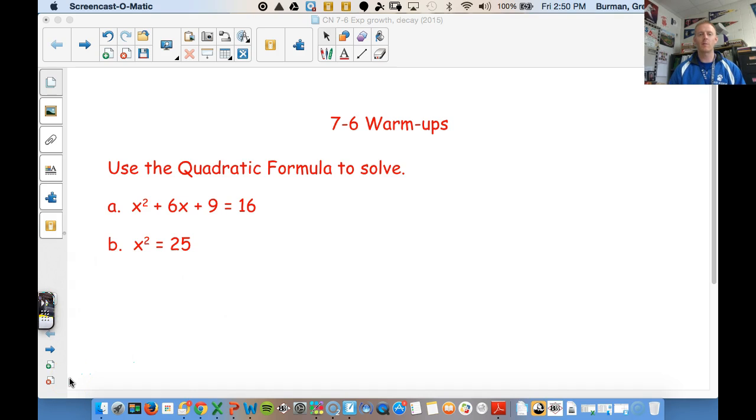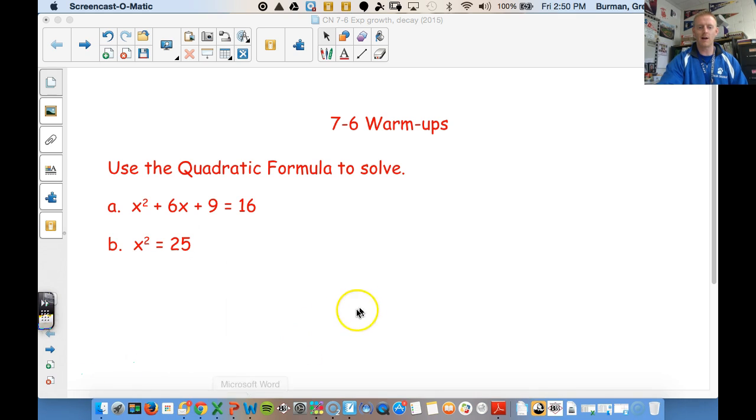All right, ladies and gentlemen, we're talking about 7-6 today, exponential growth and exponential decay problems using those exponential functions. Here's a couple warm-up problems for you to work on while you're waiting for me to adjust the screen. So we will check these things over again tomorrow when you get into the room. All right, so let's get rocking right away here.